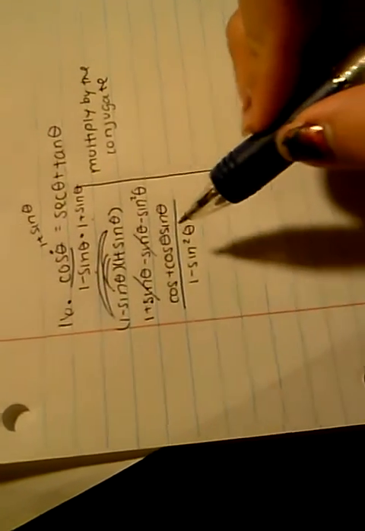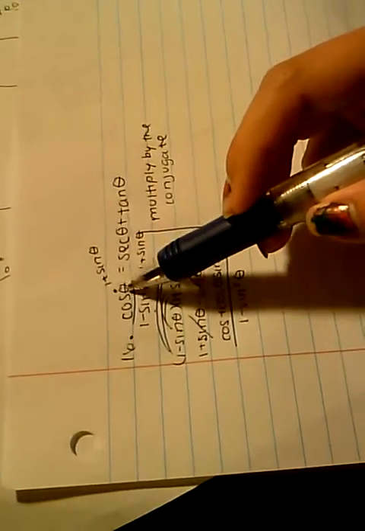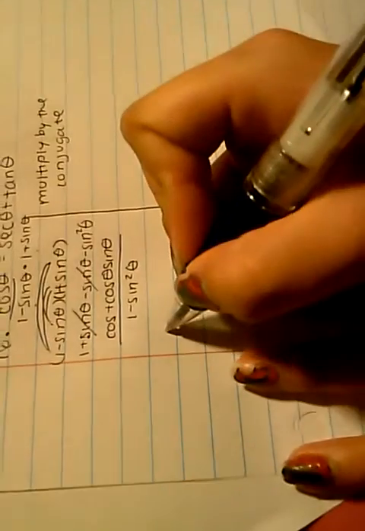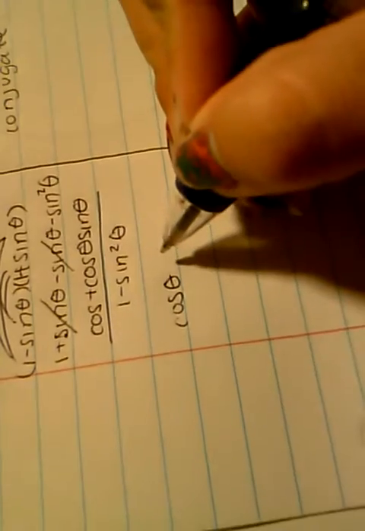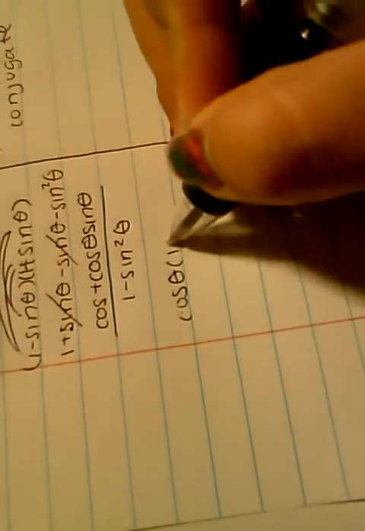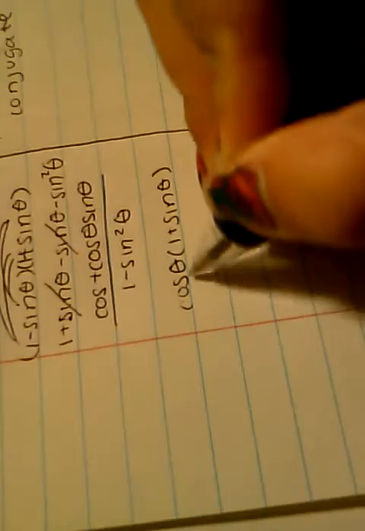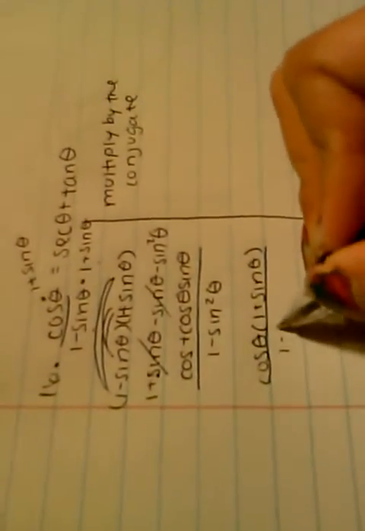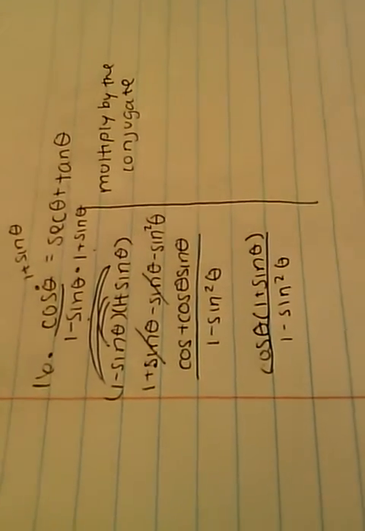And then on the top, if you FOIL it out, cos times 1 and cos times sine of theta, you could get this, but what would make it easier is if you were to just keep it in a simpler form, so leave it as cos theta times 1 plus sine theta, which is what you have there. You just didn't FOIL it out. And then on the bottom you would have 1 minus sine squared theta.